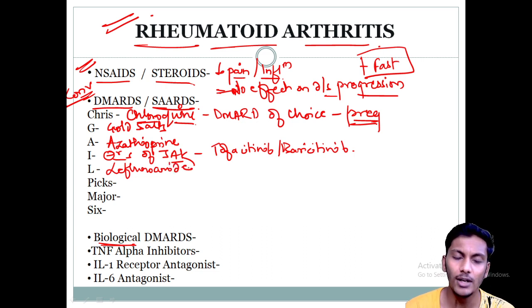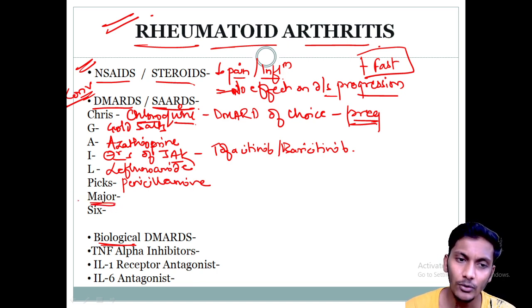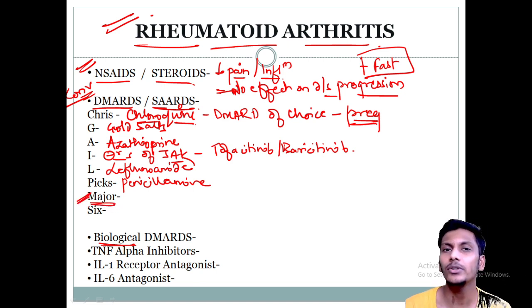L goes for leflunomide. Then PIX goes for which drug? PIX goes for penicillamine. Okay, PIX goes for penicillamine. M, major, important one. Which is the major drug? By this only you can remember. Which is the major drug used in DMARDs?